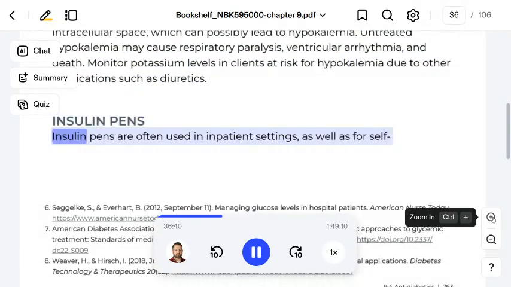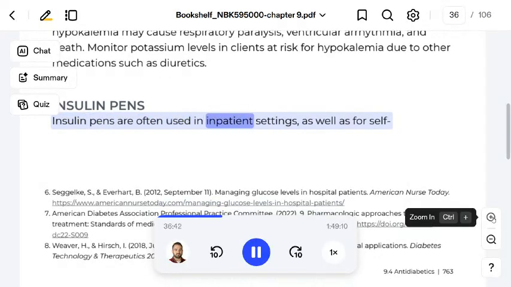Insulin pens. Insulin pens are often used in inpatient settings, as well as for self-administration to facilitate safe and accurate self-administration of insulin.